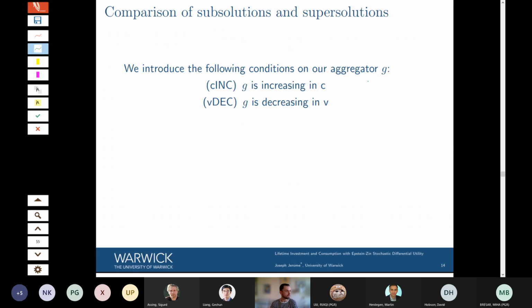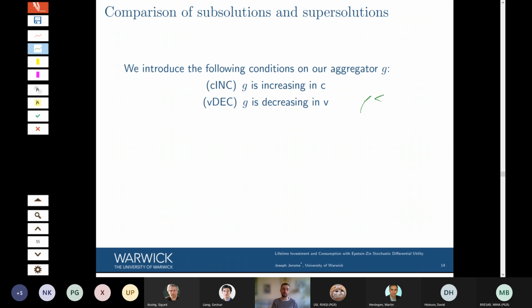So we want a comparison theorem. For BSDEs, you always have this comparison theorem for sub and super solutions. So we're going to make a couple of assumptions on our aggregator G. The first one is that it is increasing in consumption, which is a perfectly fine thing to assume, because we essentially want our utility to be increasing in consumption. That's something that we think a rational agent should have, but we also are going to assume that it is decreasing in V, which is a less desirable property to have, and that's important for making the math go through, but doesn't have economic significance.